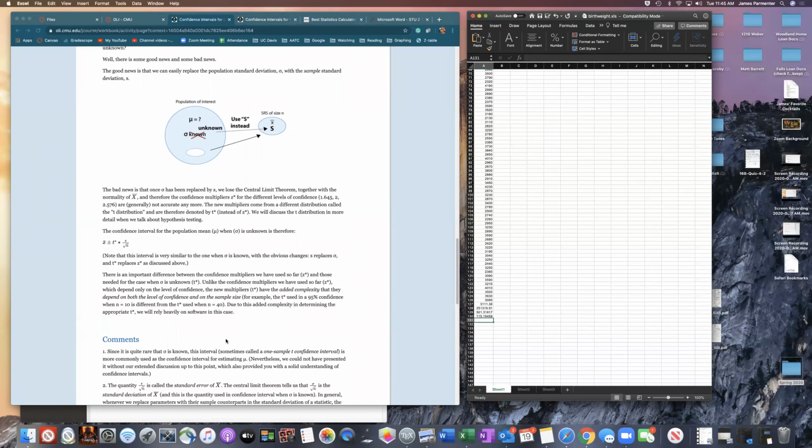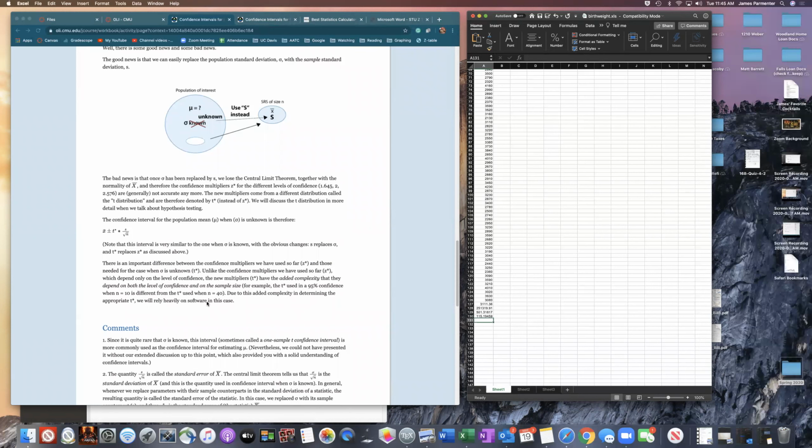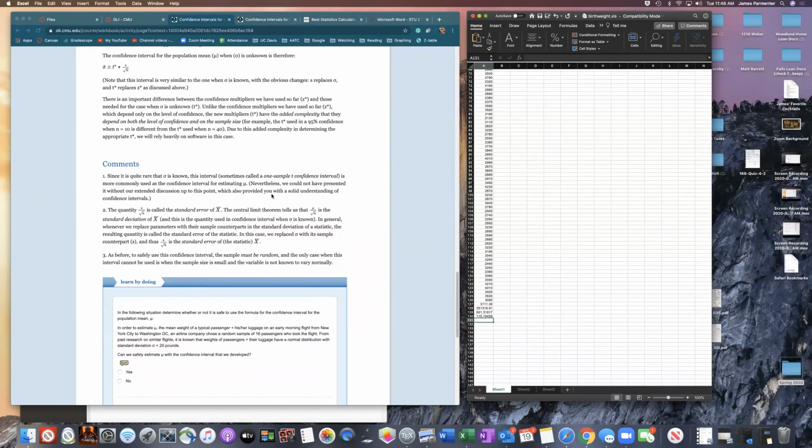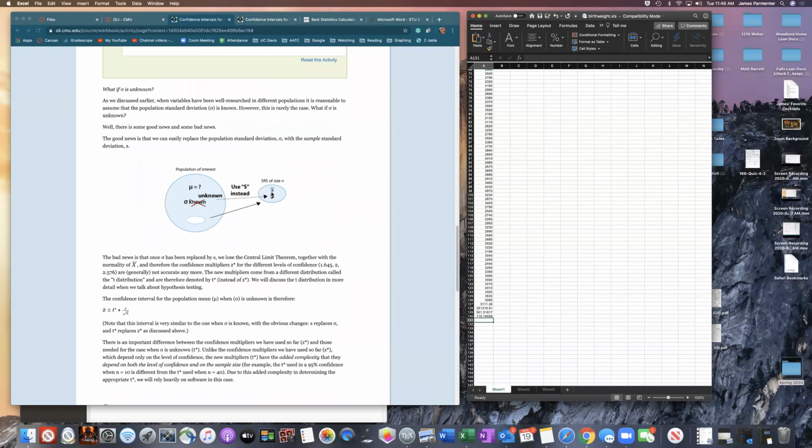Important difference. The new multipliers t star have the added complexity that they depend on both the level of confidence and on the sample size. For example, the t star used in the 95% confidence interval when n is 10 is different. And we talked about that last week, how n minus 1 is the degrees of freedom, and you have to use that to find the appropriate t-score. But there was something here that I wanted to mention that I thought was on this page.